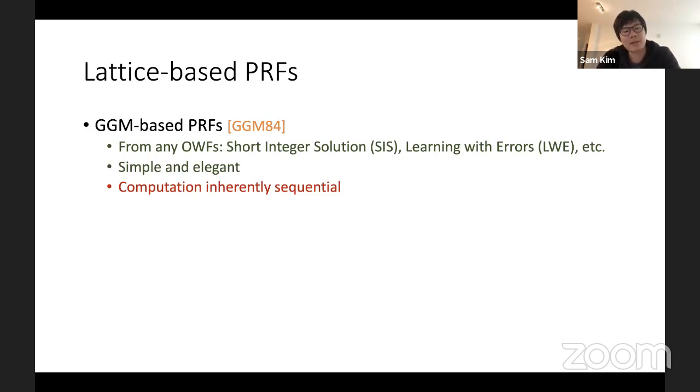But at the same time, these constructions don't necessarily give you the most concretely efficient constructions. And the constructions themselves are also inherently sequential. This means that in order to evaluate the PRF, you need deep evaluation circuits, which is not ideal if you want to have hardware acceleration, which is important for fundamental primitives like PRFs.